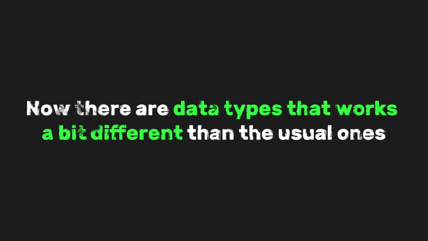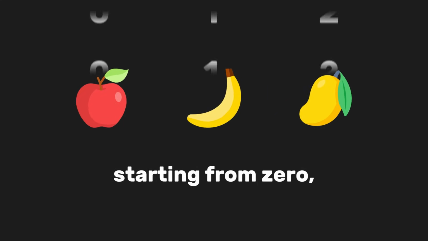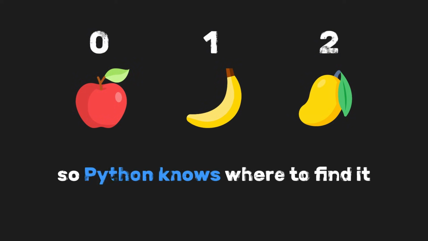Now, there are also data types that work a bit differently than the usual ones. I'll show you one called lists. A list is a collection. It can hold multiple values in a single variable. You can think of it like a shopping list. You have one piece of paper, but you can write many items on it. Each item has a position, starting from 0, so Python knows where to find it.